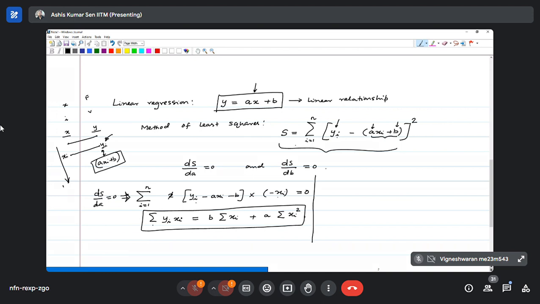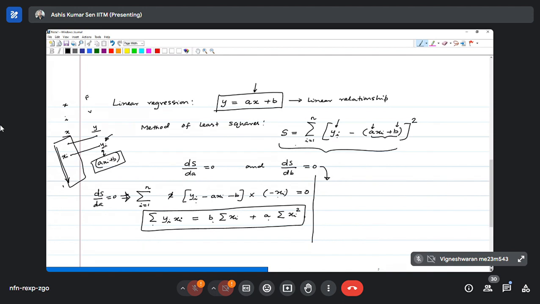Now, if I use the second condition, ds over db equal to 0. Sir, one question. Do we get to further reduce it by removing xi? Yeah. So what we'll do is, see, xi you will not remove. Xi is basically known to you. So what we are going to get is two equations and two unknowns. So unknowns are basically a and b. So we are going to express a and b in terms of the data xi and yi's.